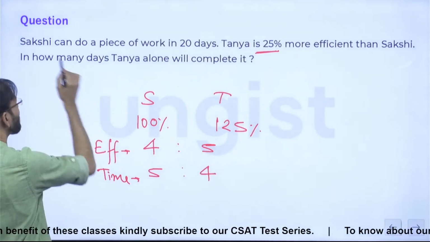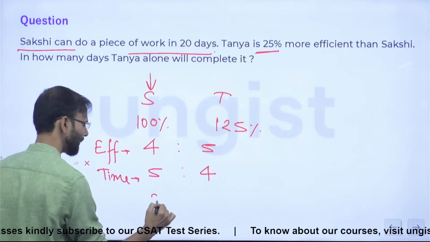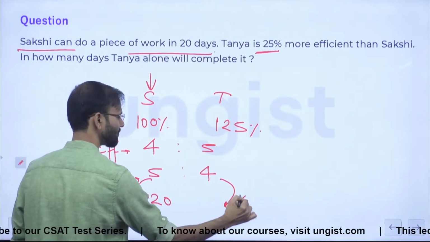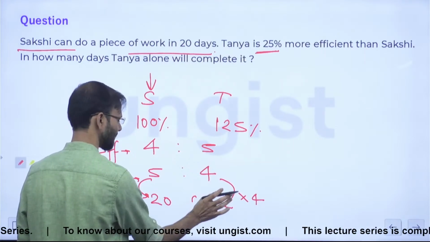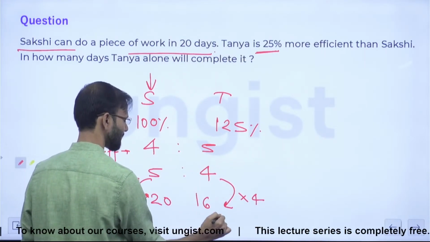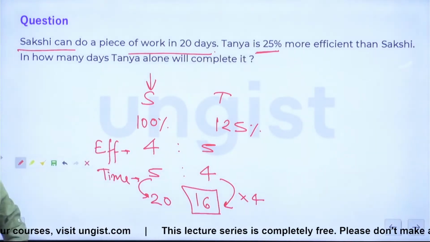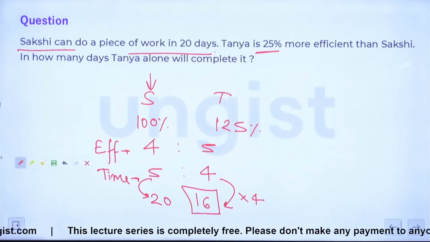See guys, right? So Sakshi can do the work in 20 days. So this is 4 times. So this should be 4 times. So the answer is what? Yes, 16 days, guys, right? The answer is 16 days. Everybody okay with this? Right? Okay.